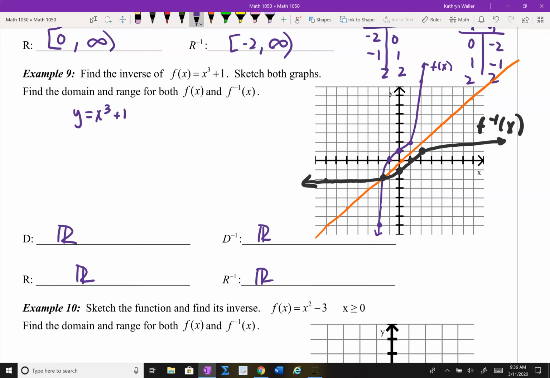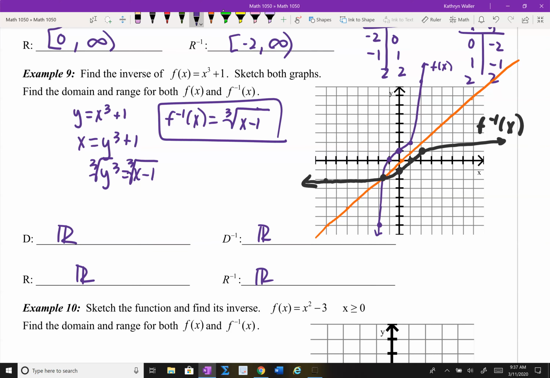Okay. Now let's make your x a y and your y an x. And now let's solve for y. So pull your 1 over. y to the third equals x minus 1. How do you solve that for y, everybody? Cube root, it is exactly right. So now your equation is f inverse of x is equal to the cube root of x minus 1. And we're done.